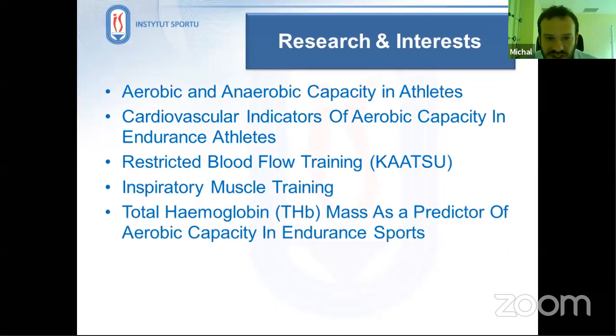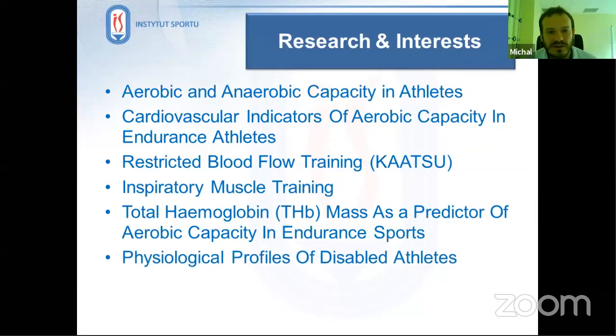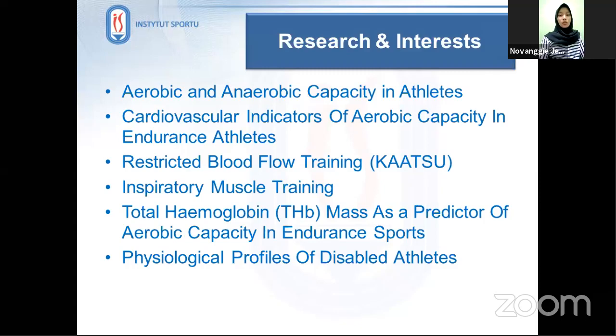Total hemoglobin mass is a predictor of aerobic capacity in endurance sports. It's a nice topic: how to measure how much hemoglobin we have in our body, and how efficient our blood and circulatory system is at delivering oxygen to working muscles. And physiological profiles of disabled athletes, because I was a head coach and I am very familiar with the topic, and it's very interesting to give some outcomes to our high performance athletes in Paralympic sports in preparation for the Paralympic Games. Maybe not 2020 because it's postponed this year, but for next year and for the evaluation.